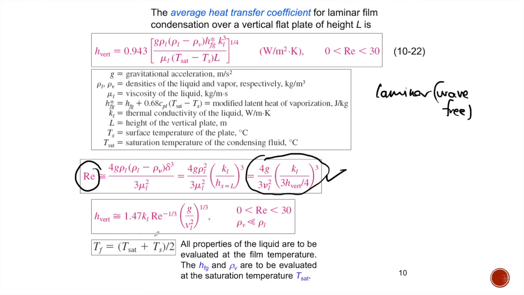Normally we are not focusing more on the lamina wave free because this is the last option for us. So I will talk a little bit more. Before that, I will explain all the equations that will be used in order for you to determine what is the H vertical. So for now, for the lamina wave free, we will use this equation. The properties of this will be evaluated at film temperature. The HFG and rho V are to be evaluated at the saturation temperature, T saturation.